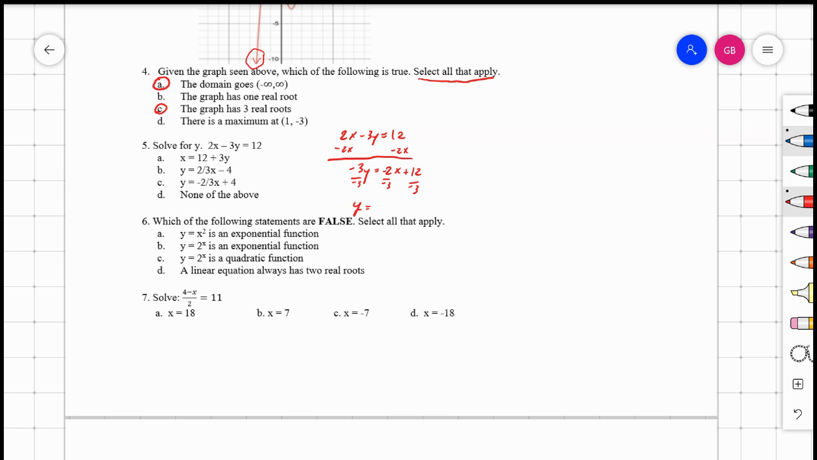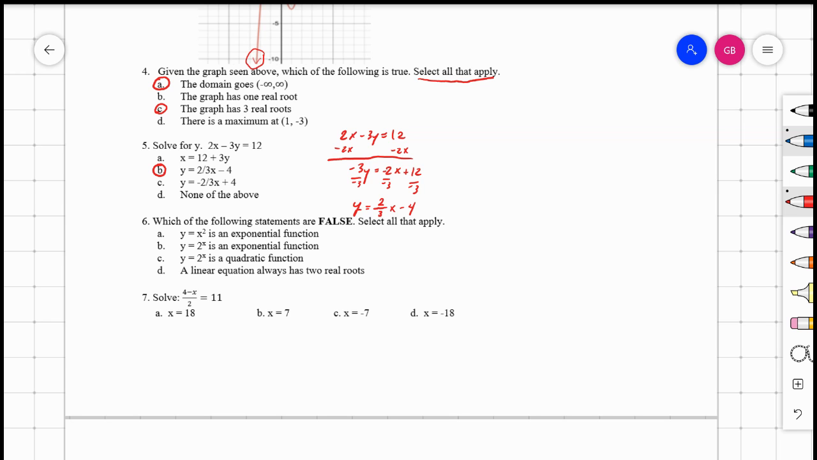So y is equal to negative divided by negative turns positive. I'm going to leave it as a fraction since 3 cannot divide 2. And then 12 divided by negative 3 is negative 4. The answer is y equals 2 over 3 x minus 4, which is option B.